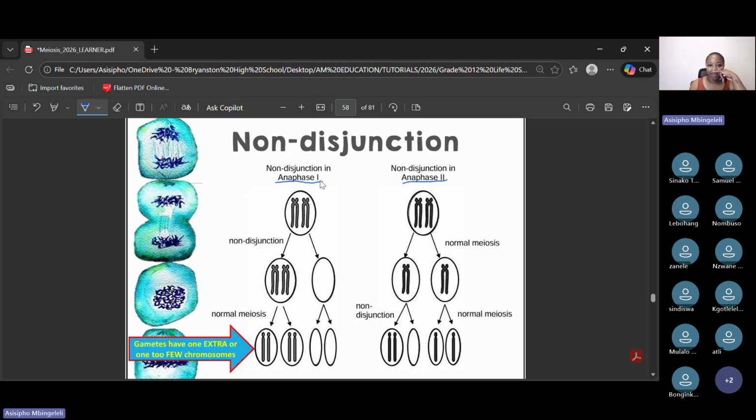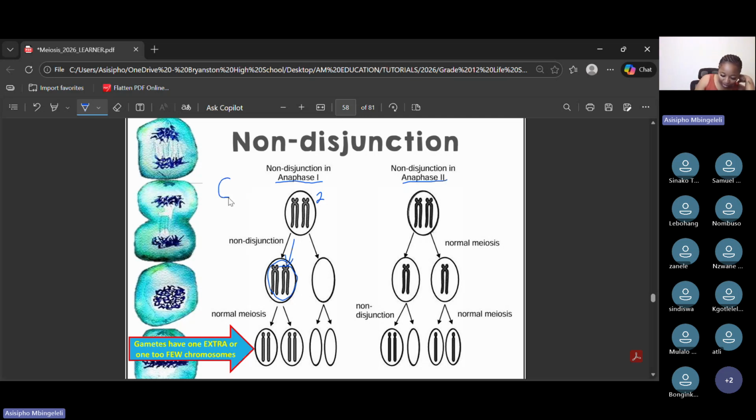So what do we end up having here? If our cell were to have 2 chromosomes, this is the parent cell, right? And it has 2 chromosomes. Now, what are we expecting during anaphase 1? We're expecting these 2 chromosomes to be separated, so that one cell can have this one chromosome and the other cell can have the other chromosome. But what has happened here? Both chromosomes have now been moved to one side of the pole, resulting in a cell having an extra chromosome.